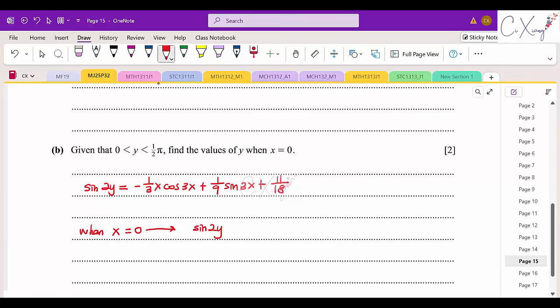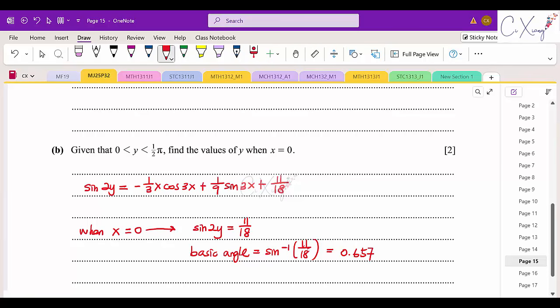I'm having sine 2y equals to, this part will become 0, this one is also 0, then it is equal to 11 over 18. Then I get the basic angle first. This is something like you want to solve the trigo equation. So as a basic angle, it is sine inverse 11 over 18. Okay, so what do you get for sine inverse 11 over 18? You'll get your answer 0.657 in terms of radian.